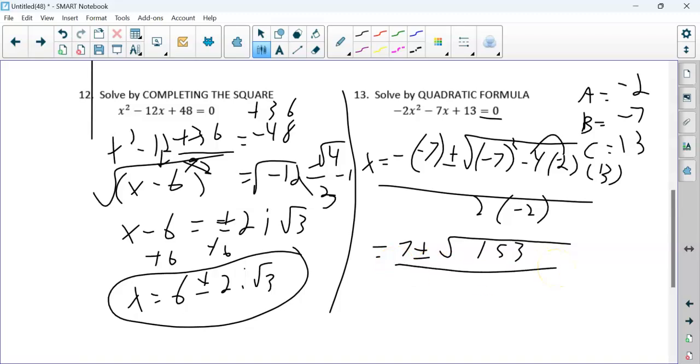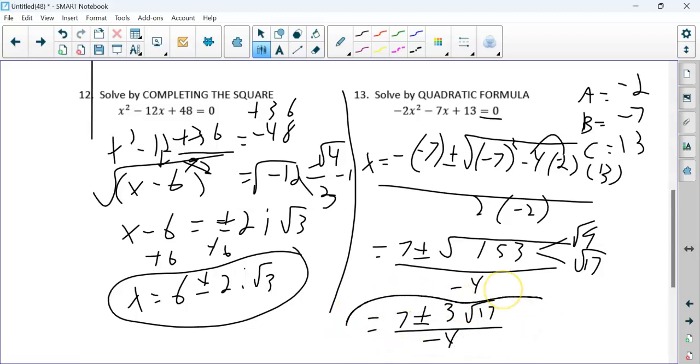7 squared is 49. Negative 7 squared is 49. 4 times 2 is 8. 8 times 13, add it to the 49, and we get negative 4 here. Now 153 breaks down to 9 and 17. 7 plus or minus 3 radical 17 all over negative 4. And since 7 is a prime number, 3 is a prime number, this cannot be simplified. That's my answer. That's the review.